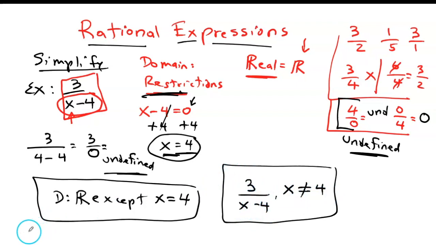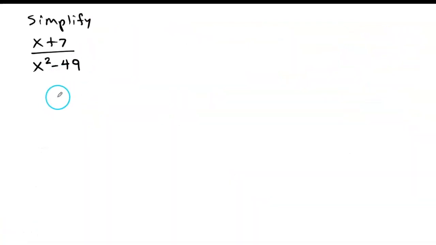Let's do one more. So now we have this one. X plus 7 divided by x squared minus 49 is a rational expression. Why? Because I have an x in the denominator. They're asking me to simplify.